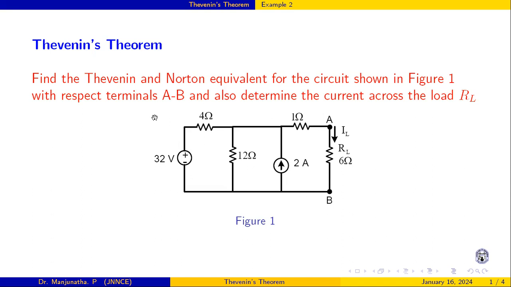So in this circuit, we have two sources here. One is this voltage source, another one is a current source. And we have to replace this circuit with respect to these terminals AB.